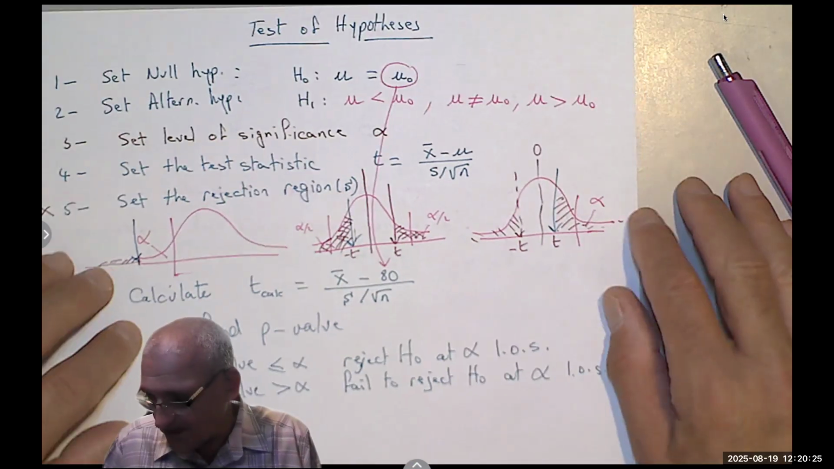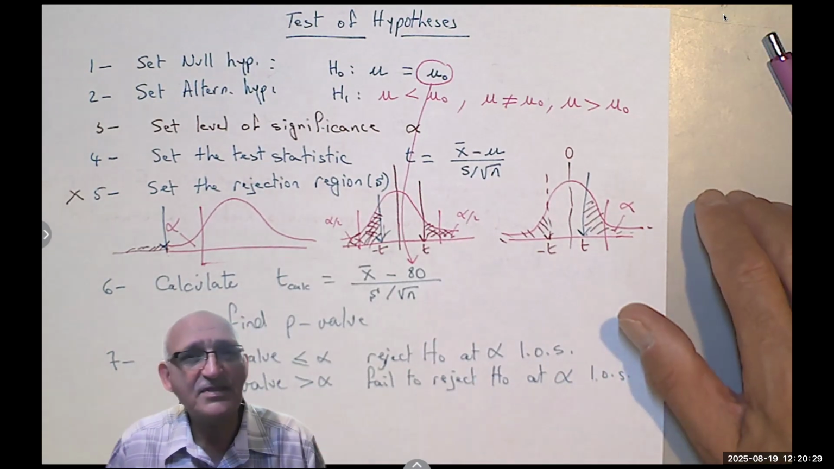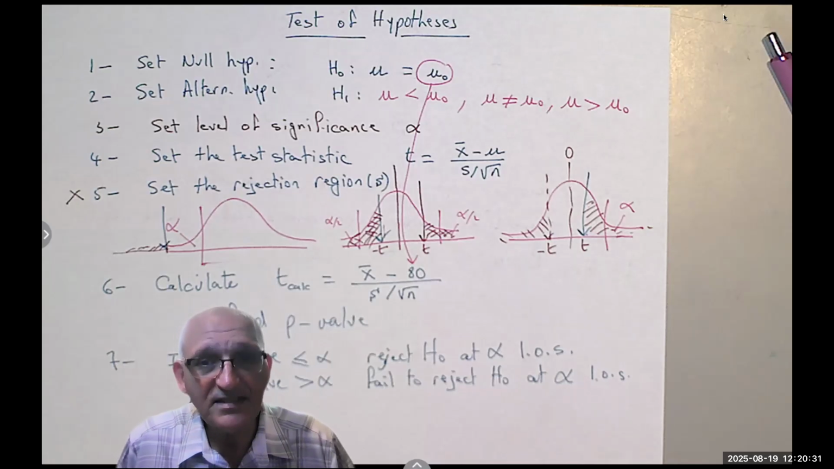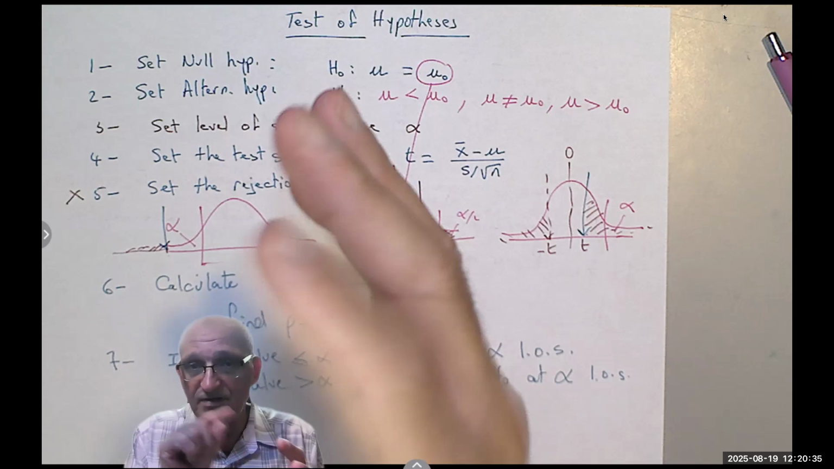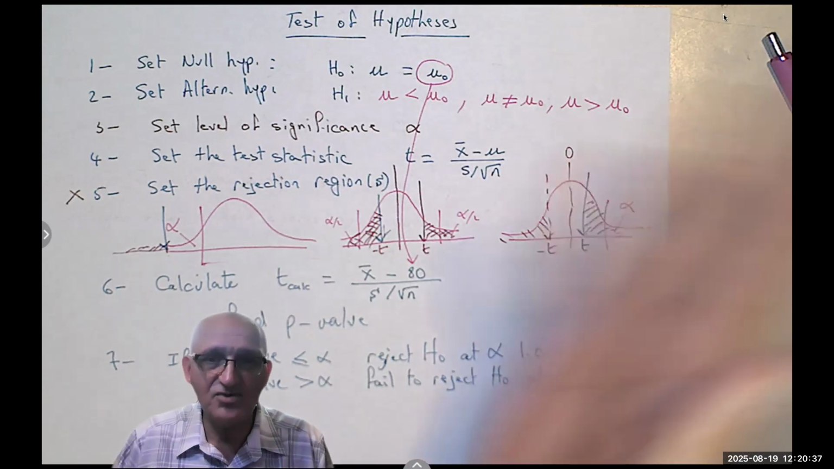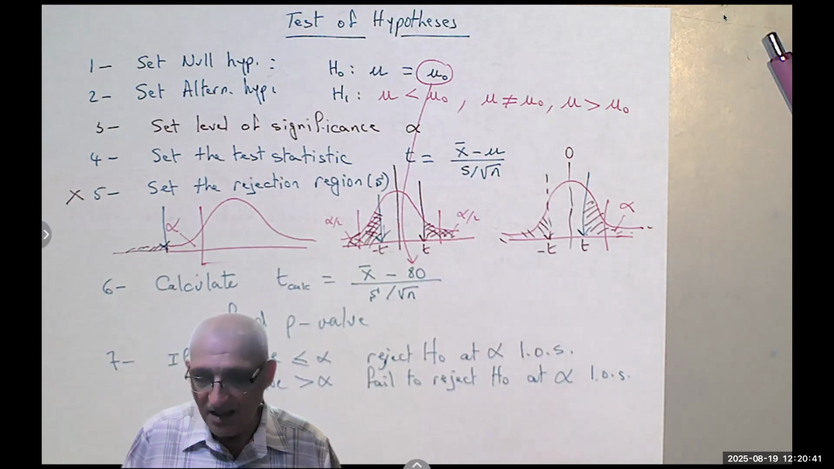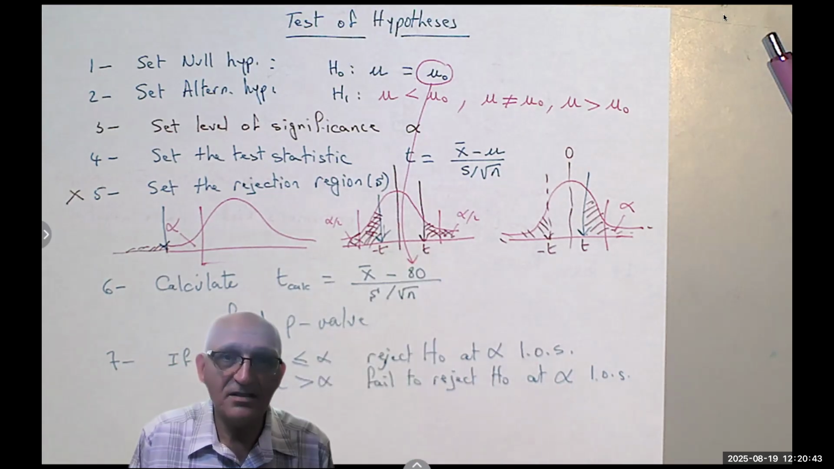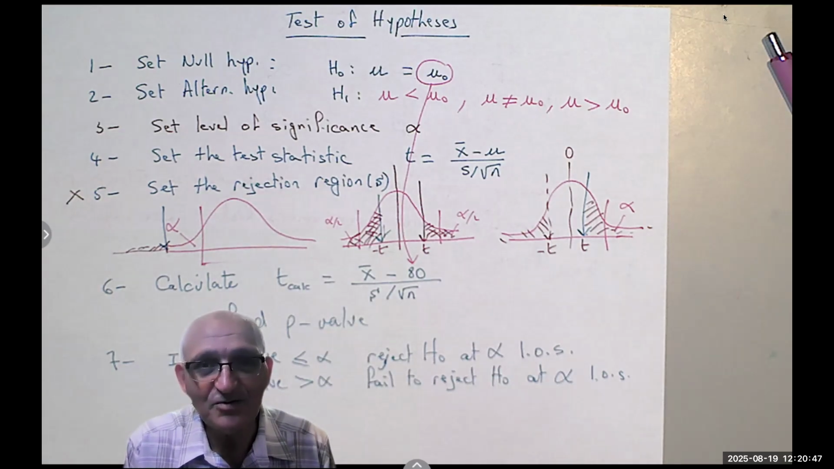So I'm going to stop here, and in the next session, we are going to solve a couple of examples on a test of hypotheses. One in which I will give you the sample values, and in the other, I will give you just the X bar and S right away, and see how we can solve them using your TI, for example, and that would be it.